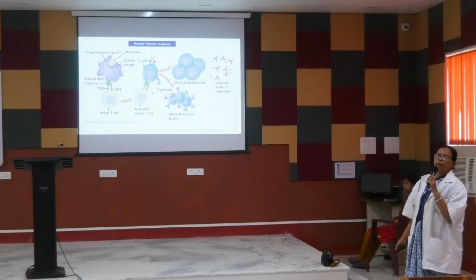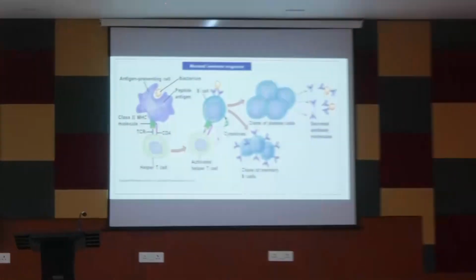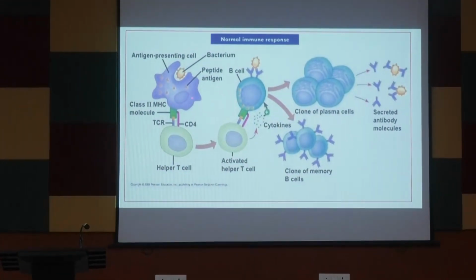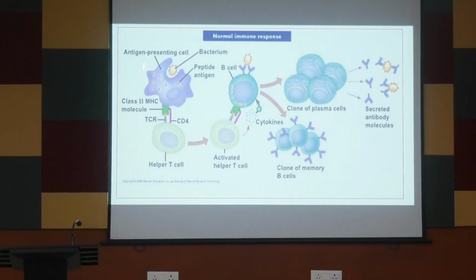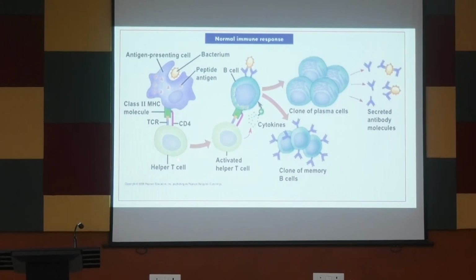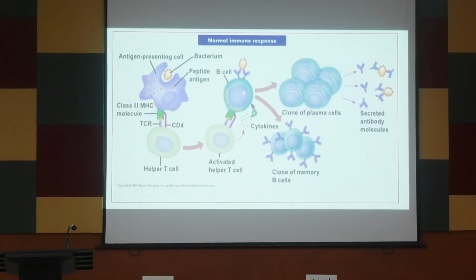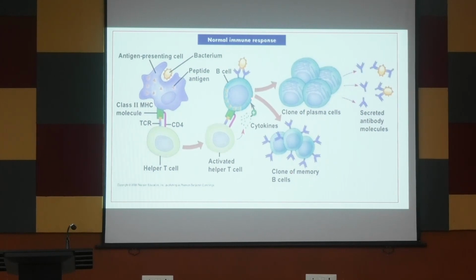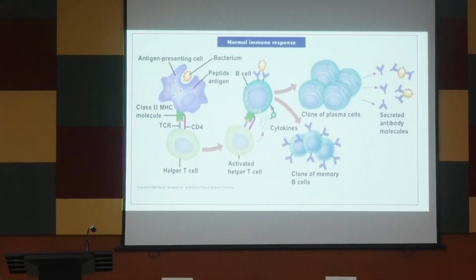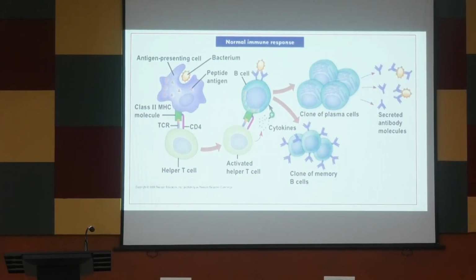So this is the normal mechanism. Everybody knows this is the APC, the antigen presenting cell. When a bacteria or outside antigen comes, it is presented with the help of MHC to the TCR, the T cell receptor, and this activates T cells, which in turn activate the B cells through cytokines for clonal memory of B cells and plasma cells for secretion of the antibody. This is the normal phenomenon for protection of our body.